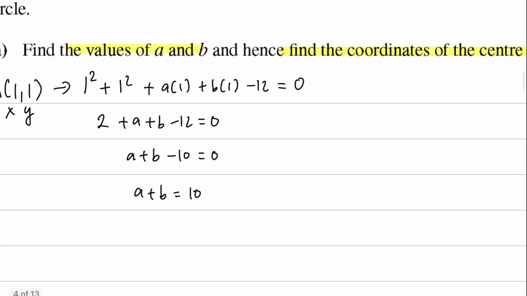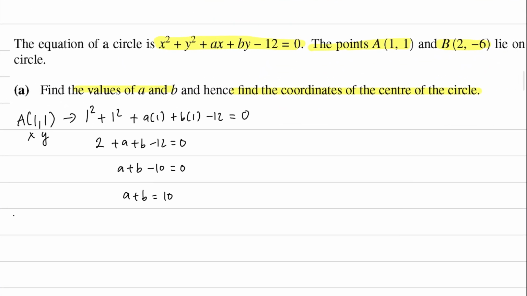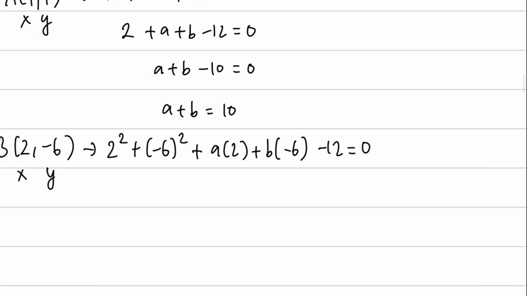And we substitute B, because B also lies on the circle. So B is (2, -6). 2 is our x, -6 is our y. We substitute, and we will get 2 squared plus (-6) squared plus A times 2 plus B times -6 minus 12 equals 0. Here we have 4 plus 36 plus 2A minus 6B minus 12 equals 0. Sorry, my 6 looks like B.